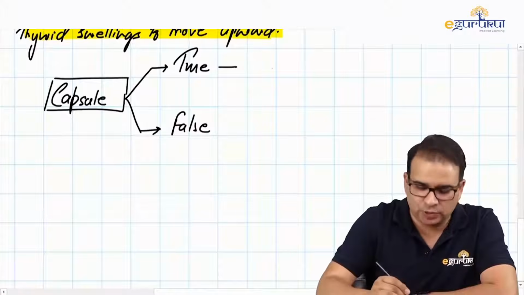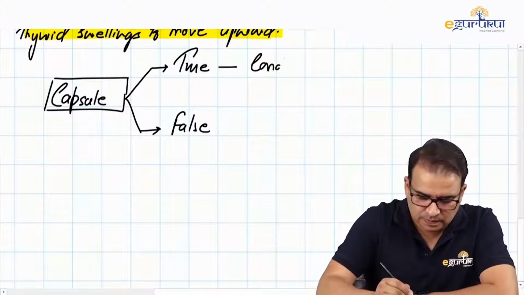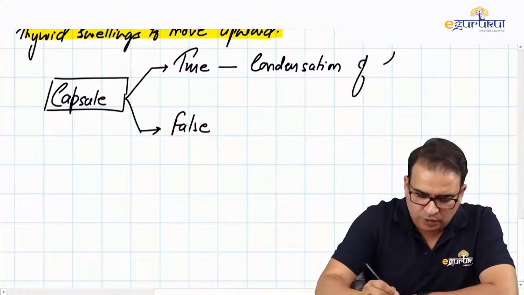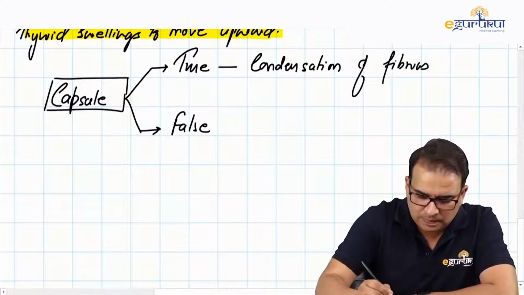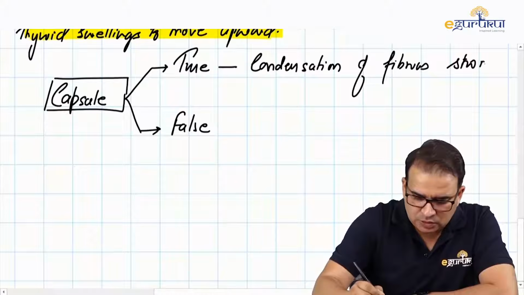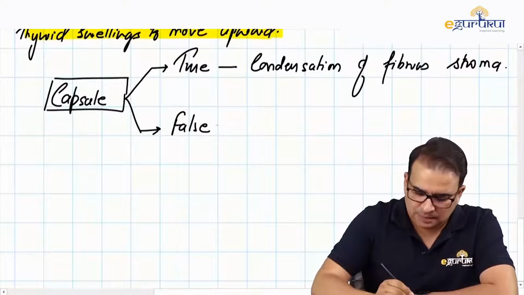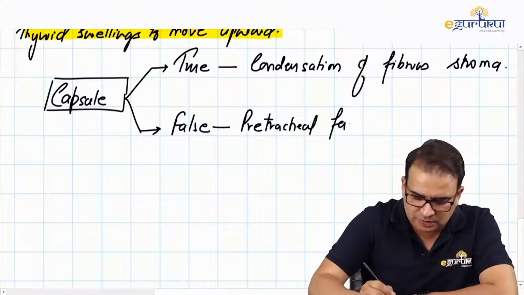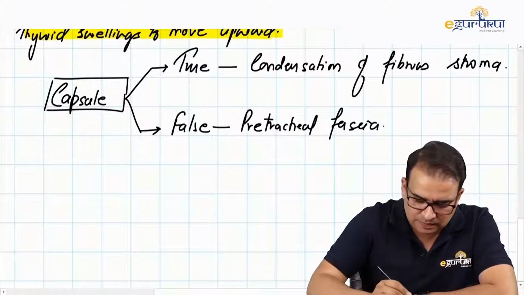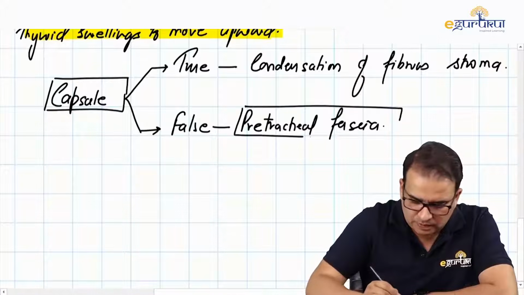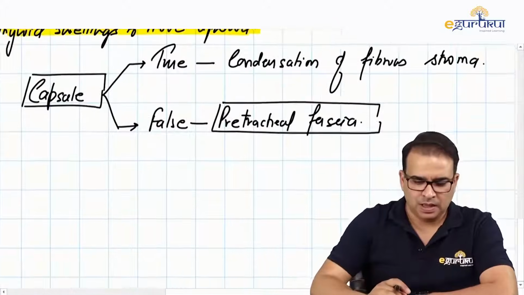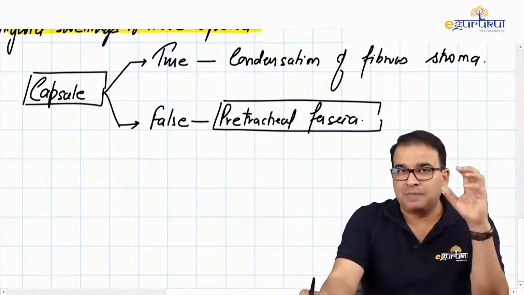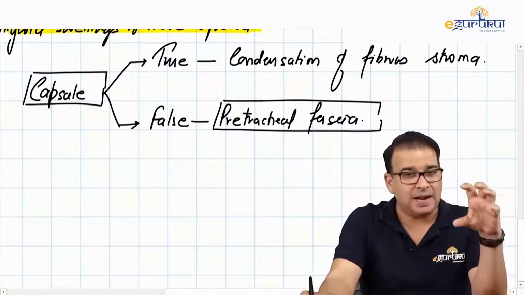Same story, guys. The true capsule is the condensation of fibrous stroma. The gland's own stroma is forming this true capsule. And the false capsule is the pretracheal fascia. The pretracheal fascia is forming the false capsule.